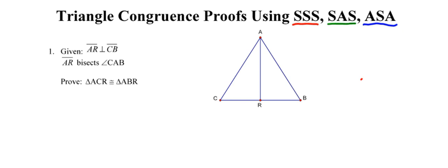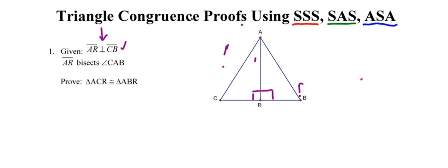Our first piece of given information says that segment AR is perpendicular to segment CB. The word perpendicular means forms right angles. So I'm going to go ahead and mark those two segments perpendicular in my diagram. AR is that vertical segment. It's perpendicular to, or makes right angles with, CB, the horizontal segment. I've marked my diagram with right angles where those two segments intersect. So I've gone ahead and marked that given in my diagram.